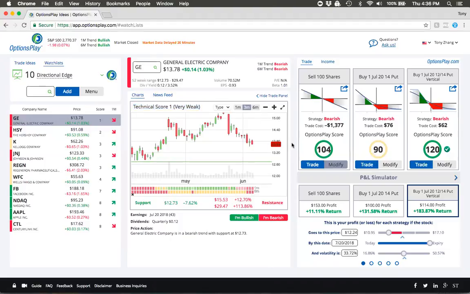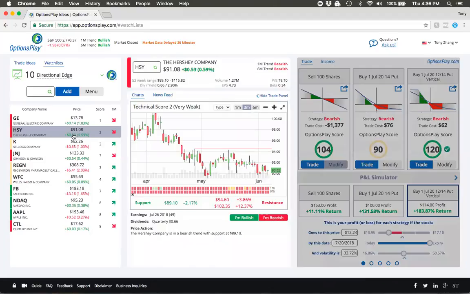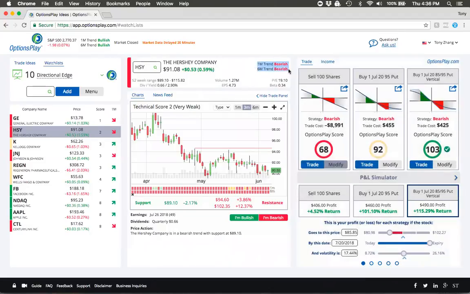So this is really where the combination of the 1 month and 6 month trend with the relative strength gives me a clear directional view on any underlying stock. Here's another example, Hershey Company. 1 month and 6 month trends are bearish. As you can see, it's been bearish for quite some time. The technical score of 2, so this is telling me this is a weak stock, underperforming in the market.